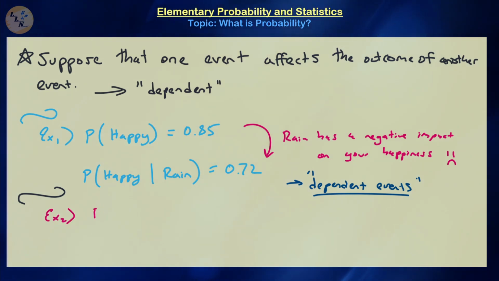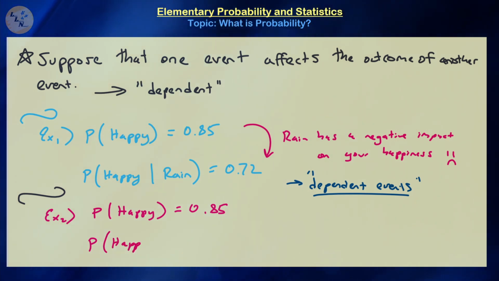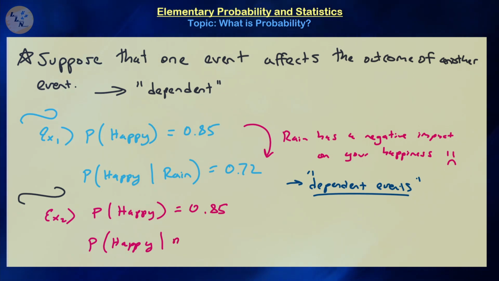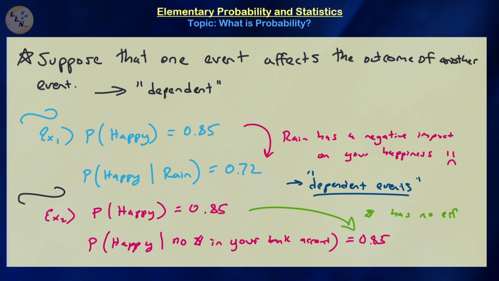So another example. Let's assume the probability that you are happy is again 85%. And let's assume the probability that you are happy, given that there is no money in your bank account, so the probability that you were happy assuming you have no money in your bank account, is also going to be equal to 0.85. Right? So notice here that the probability has not changed. So how do we interpret that? That means money has no effect on your happiness.